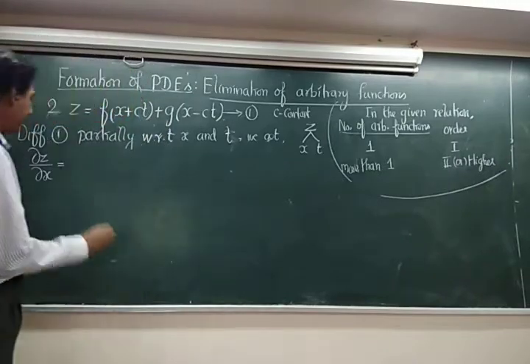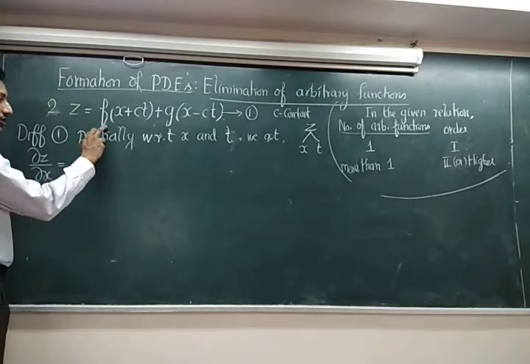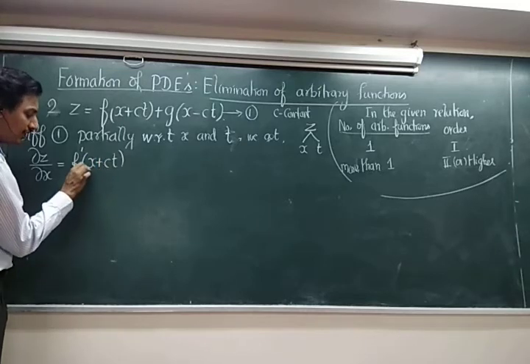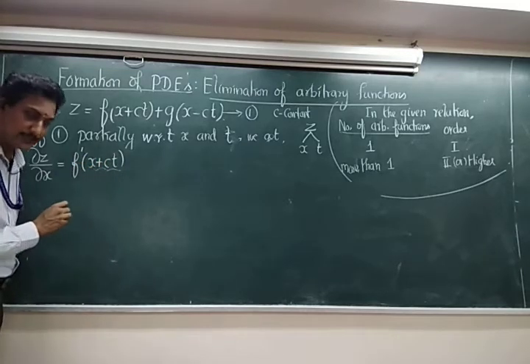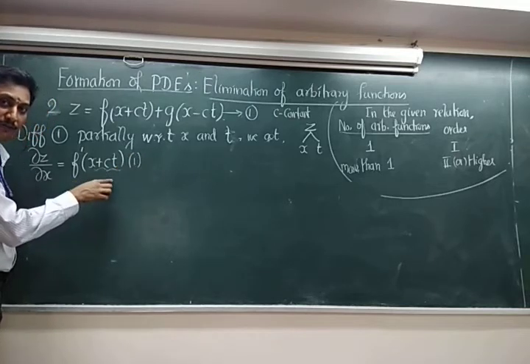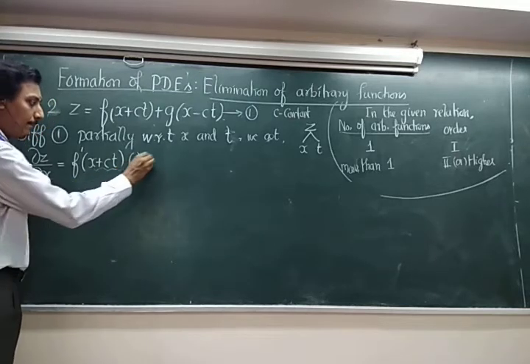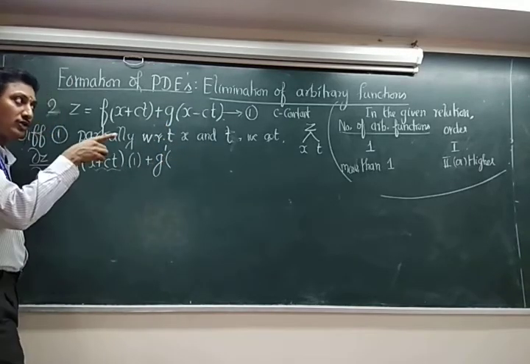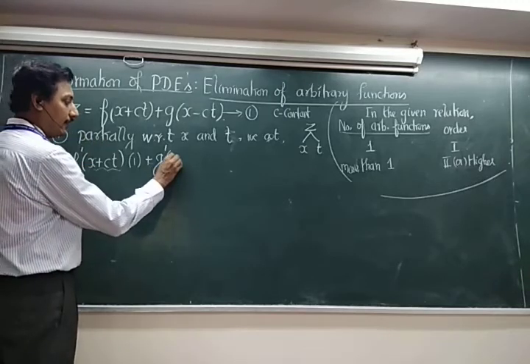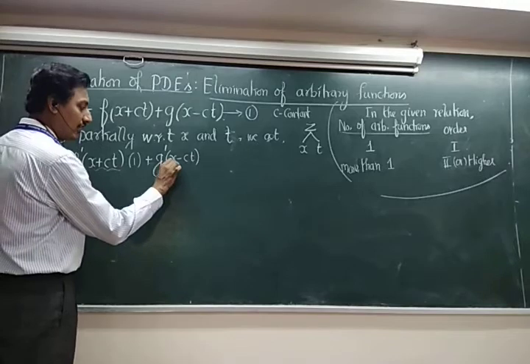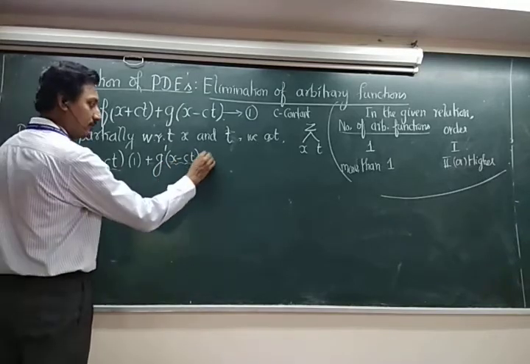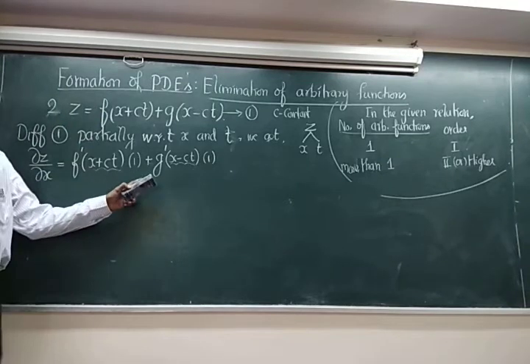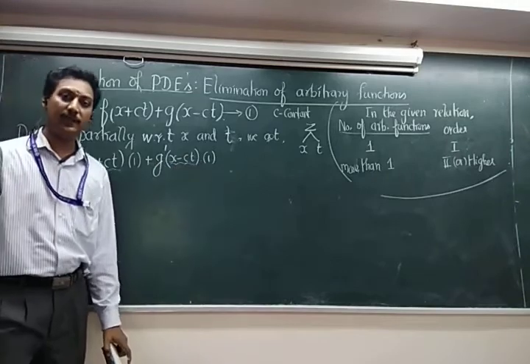Correct? Now when I differentiate z with respect to x, I don't know the function, so first time f dash of x plus ct. Once again differentiate this x plus ct with respect to x, we get 1. Plus I don't know about the function g, so first time differentiation, because g is also a function of x and t, with respect to x we get g dash of x minus ct. Once again differentiate this with respect to x, this becomes 1. It's clear? So what is dou z by dou x? F dash of x plus ct into 1 plus g dash of x minus ct into 1. So this is with respect to x.